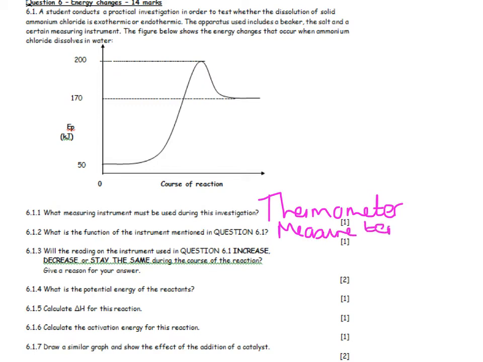You need to think through exactly what they're asking in each of these, because it's quite obvious when I say it, but you need to think what exactly is trying to be measured here. Will the reading on the instrument increase, decrease, or stay the same during the course of this reaction? This is a classic shape of an endothermic reaction, and therefore the temperature will decrease. Why? Because it's an endothermic.